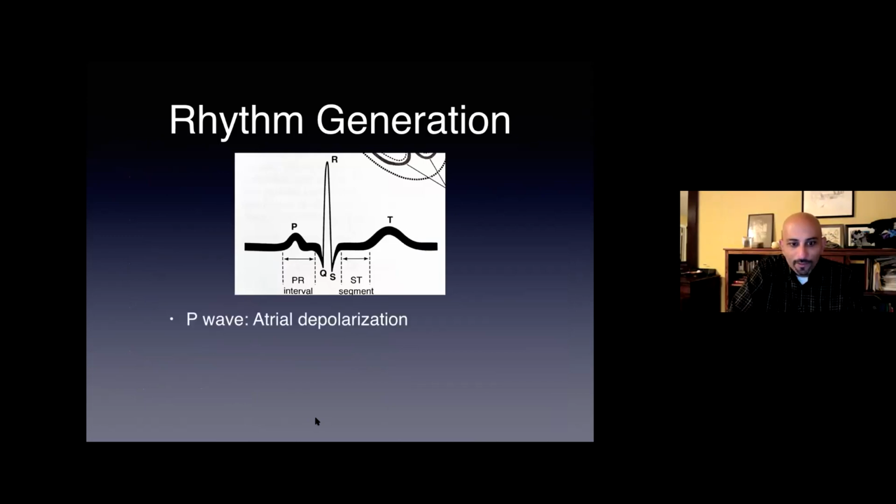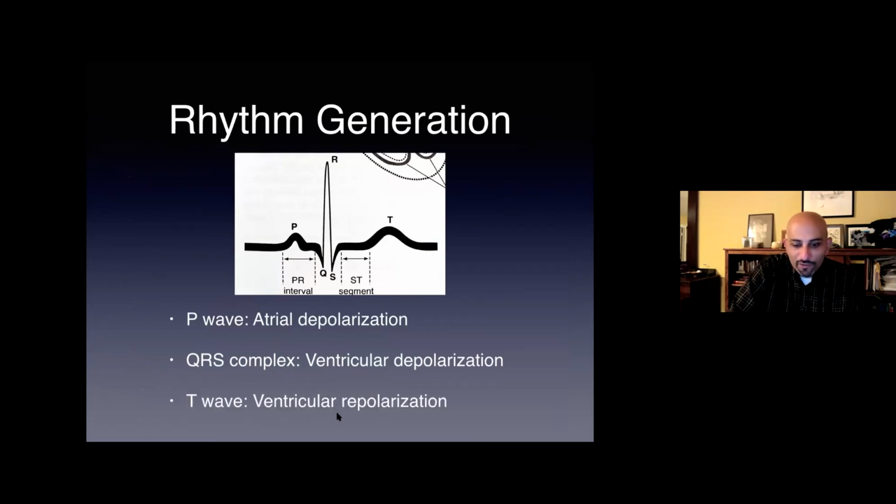All right, so like we said, the P wave is atrial depolarization. That pause between the P wave and the QRS is what's happening in the AV node. The QRS complex is ventricular depolarization, and the T wave is ventricular repolarization. Not that you need to know all that in detail, but it just helps understand what we're looking at.